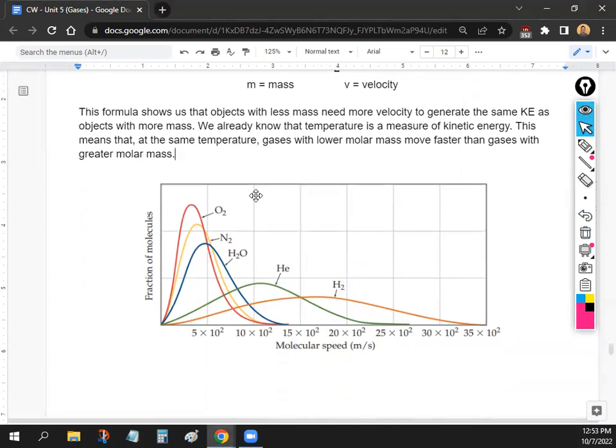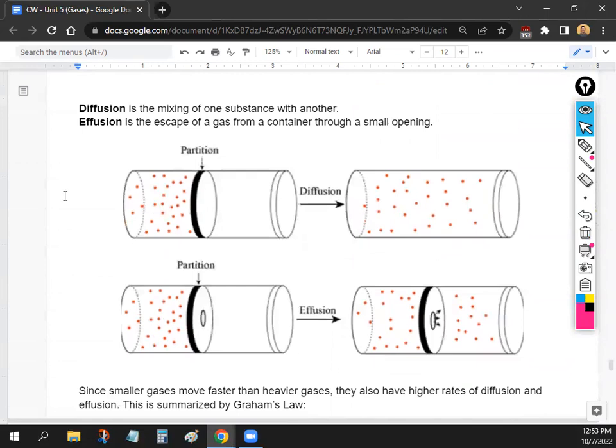All righty, let's move on. A couple more terms you guys got to know. One other characteristic of gases is diffusion and effusion.